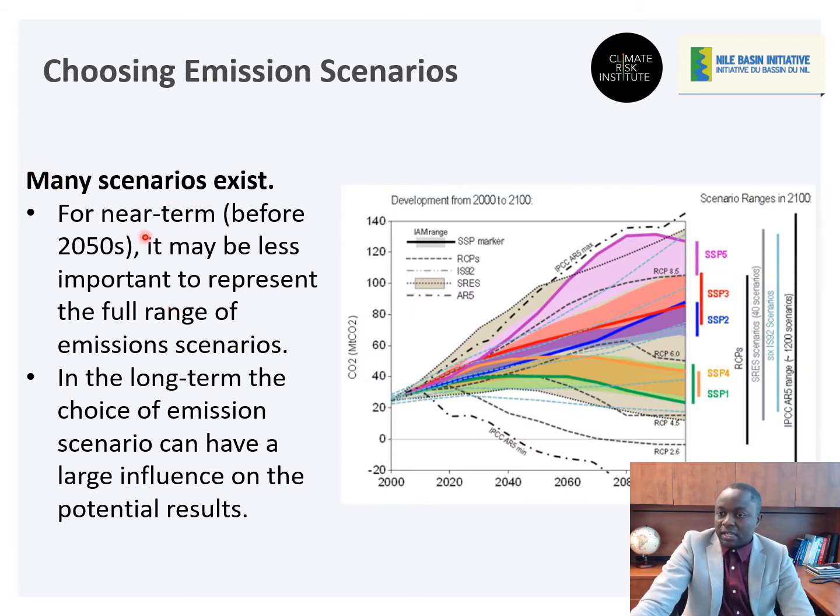Use many scenarios. Why? For the near term, that is before the 2050s, there's almost no difference between the various CMIP5 and CMIP6 scenarios. But as you go towards the long term, the emission scenario can have a large influence on the potential results. The influence of scenarios becomes very evident. You can see the large spread between, say, RCP 2.6 and RCP 8.5. So as you go towards the end of the 21st century, the importance of emission scenarios is very evident. So use many scenarios when doing a climate risk assessment.